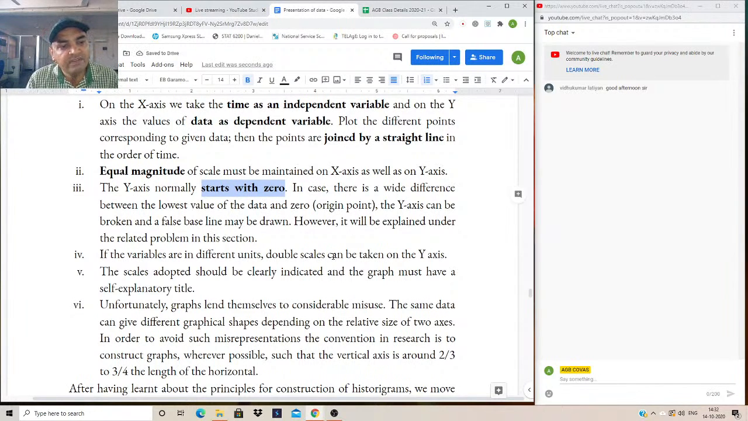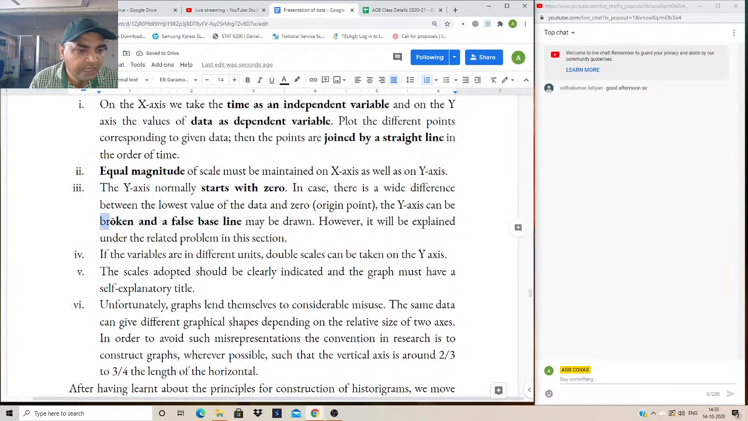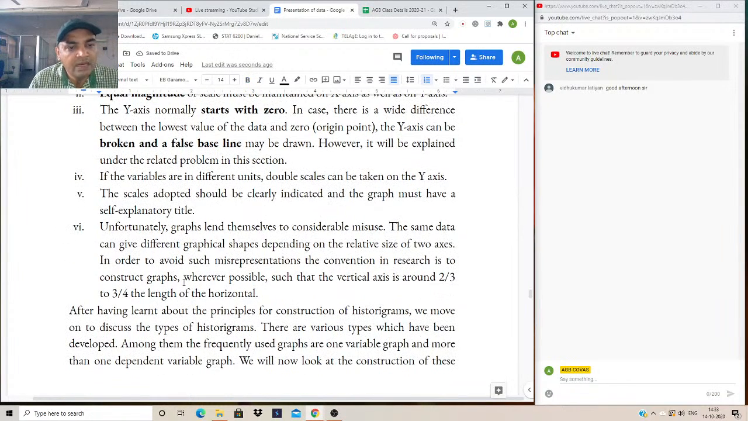In case there is a wide difference between the lowest value, 0, and the first value of the data, the y-axis can be broken with a false base. We will explain how to make a false base. The fourth point is, if the variables are in different units, then a double scale can be taken on the y-axis. The scales adopted should be clearly indicated, and the graph must have a self-explanatory title.